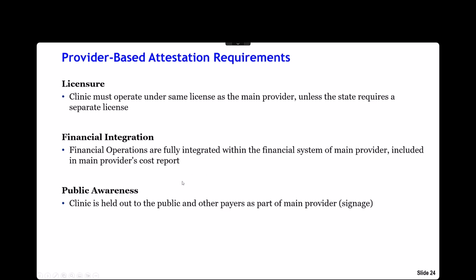For financial integration, the clinic or the department is in the trial balance, in the general ledger and the accounting system of the main provider. And of course, they're going to be on the main provider's cost report. That's one of the benefits of provider-based. So we would need to see proof of that, and you'd be able to show us the section of the overall hospital trial balance with one or more of the accounts for the clinics highlighted, so we can tell that, yes, it's within the main system.